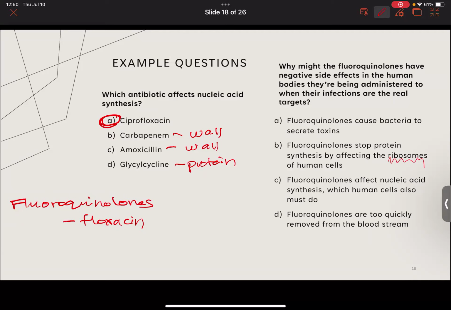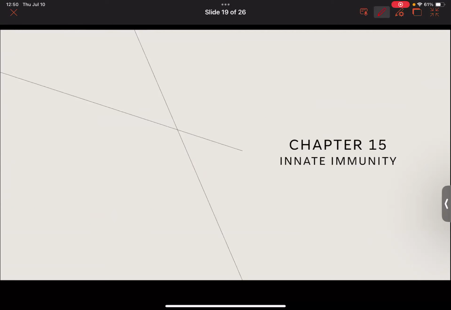Do fluoroquinolones cause bacteria to secrete toxins? No. Do fluoroquinolones stop protein synthesis by affecting the ribosomes? No, they're affecting nucleic acid synthesis. Do fluoroquinolones affect nucleic acid synthesis, which we also do in our cells? Yes. Are they too quickly removed from the bloodstream? No, that's not the issue. It's that blocking nucleic acid synthesis, which our cells also do. Luckily, we are multicellular, so we can handle some damage and recuperate from it, but they can be toxic.